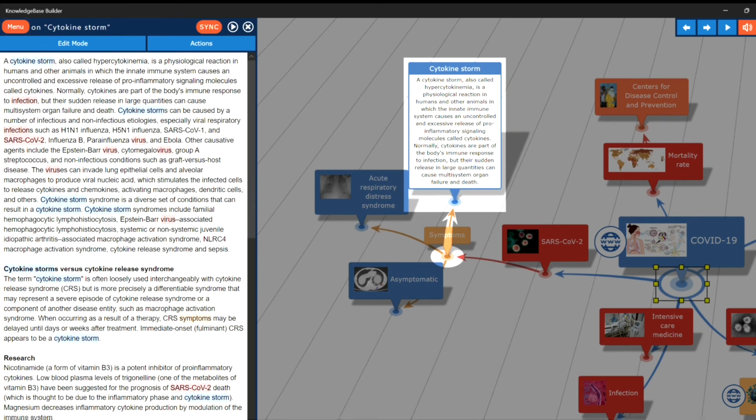Cytokine storm. A cytokine storm, also called hypercytokinemia, is a physiological reaction in humans and other animals in which the innate immune system causes an uncontrolled and excessive release of pro-inflammatory signaling molecules called cytokines. Normally, cytokines are part of the body's immune response to infection, but their sudden release in large quantities can cause multi-system organ failure and death.